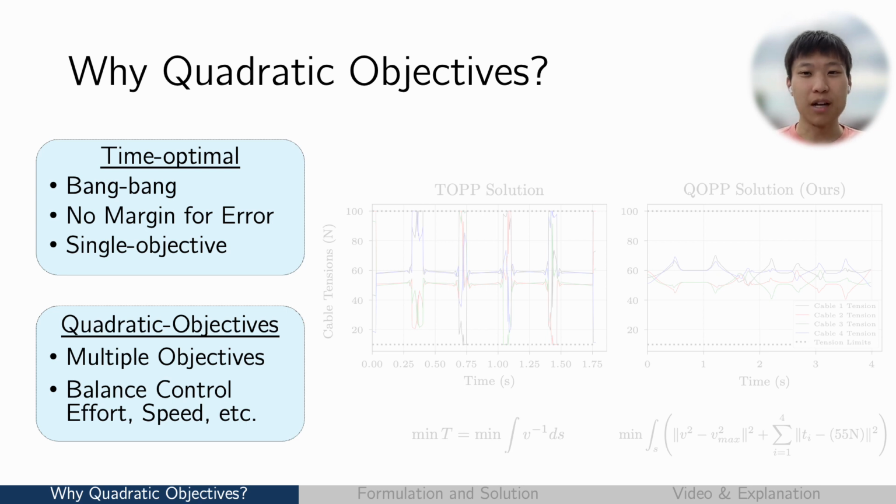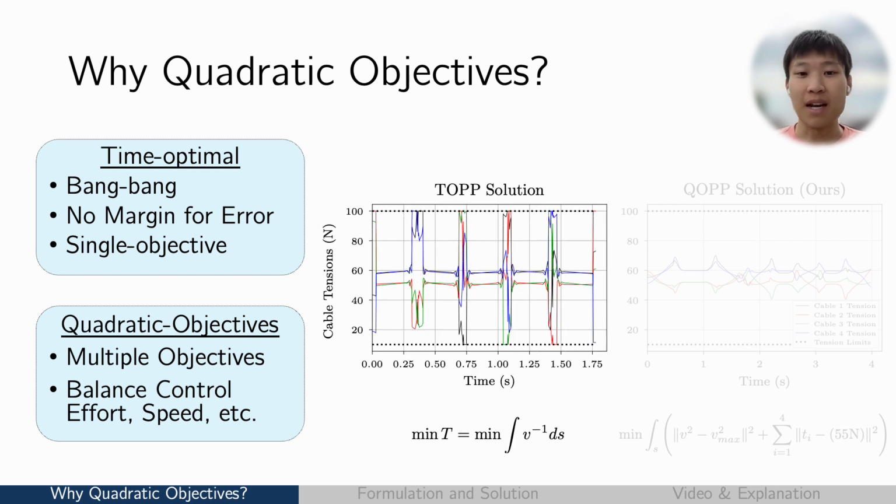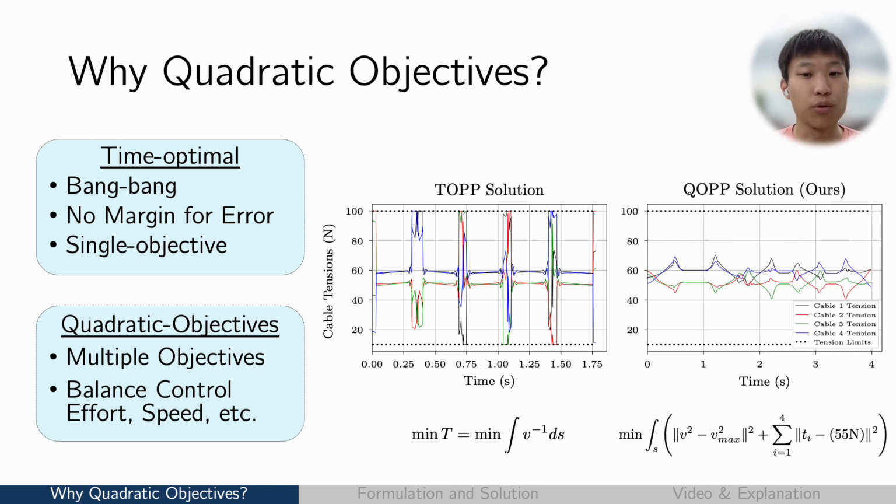In this example, we set up a cable-driven parallel robot problem with tension limits. In the time-optimal solution on the left, the cables frequently saturate the tension limits, which results in times when the closed-loop controller loses controllability. If, instead, we use the quadratic objective shown on the right, the closed-loop controller will have much more margin to work with.